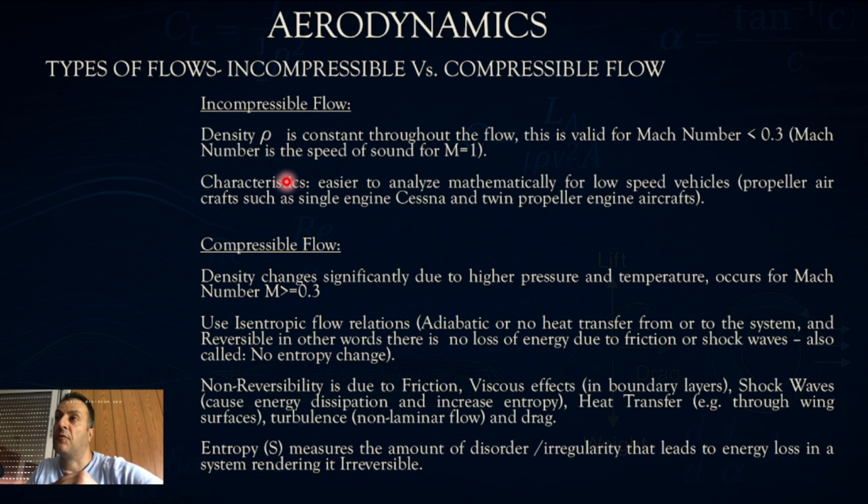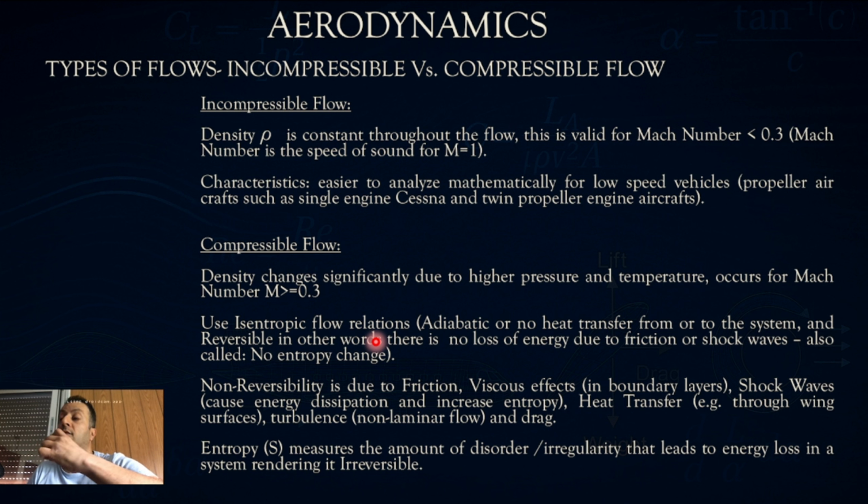The characteristic of such flow is that it is easier to analyze mathematically for low speed vehicles such as propeller aircraft, as an example, a single engine Cessna and a twin propeller engine aircraft. On the other side, for compressible flows, the density changes significantly due to higher pressure and temperature. This occurs for Mach number M greater than or equal to 0.3, which changes all the dynamics of the study of the flow around the wing for aircraft. It uses isentropic flow relations.